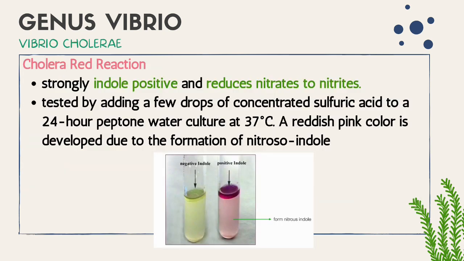We also need to take note of the cholera red reaction. This is the result of having a strongly indole positive result and reducing nitrates to nitrite, specifically for your Vibrio cholerae. This is tested by adding a few drops of concentrated sulfuric acid to a 24-hour peptone water culture at 37 degrees Celsius. A reddish pink color is developed due to the formation of nitroso indole, such as here in this particular picture.